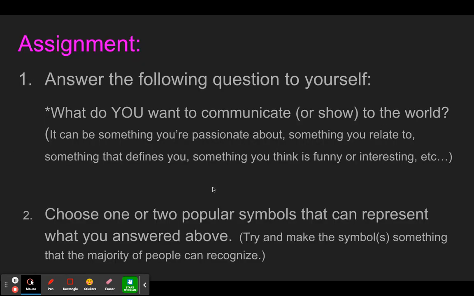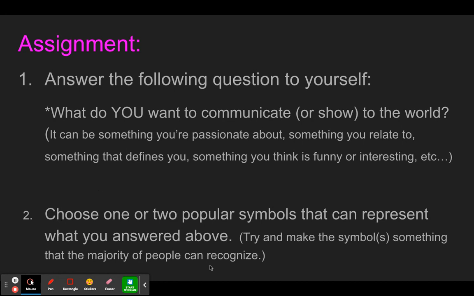So, for the assignment this week, what you're going to do is answer the following questions just to yourself. You don't need to worry about writing these down or turning them in. What you want to do, though, is write about or think about what you want to communicate or show to the world. Now, this can be something that you're passionate about, something that you relate to, something that defines you, something that you think is funny or interesting. It can be anything in the world, as long as it's school appropriate, please, and as long as it's something that is related to you. So, what would you want to communicate to the world? What is important to you?